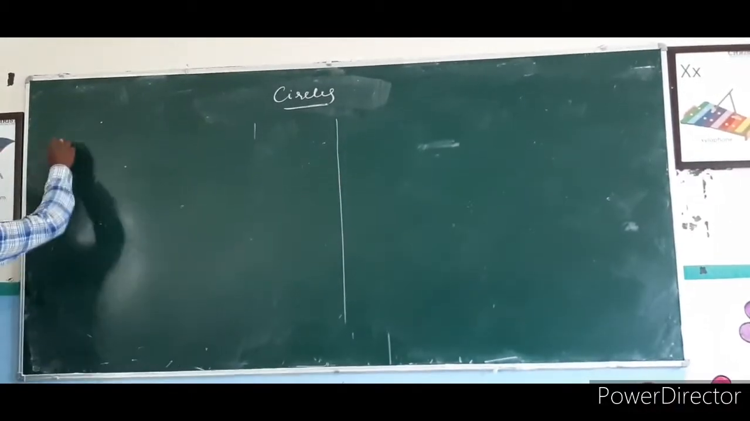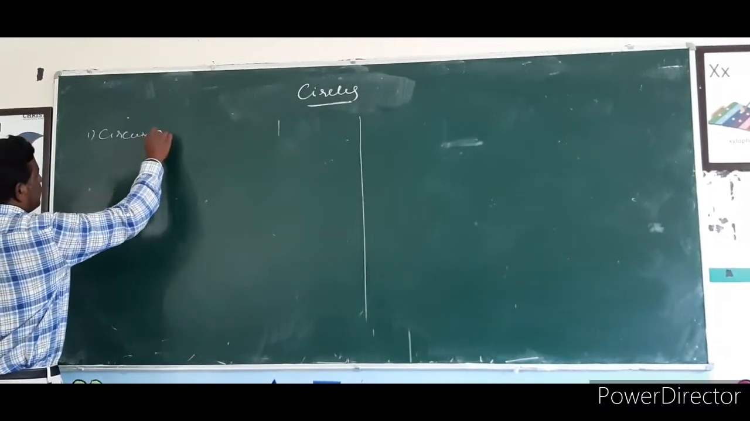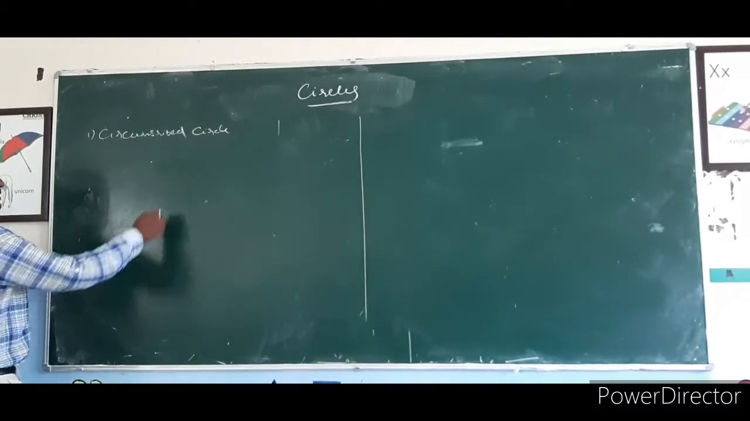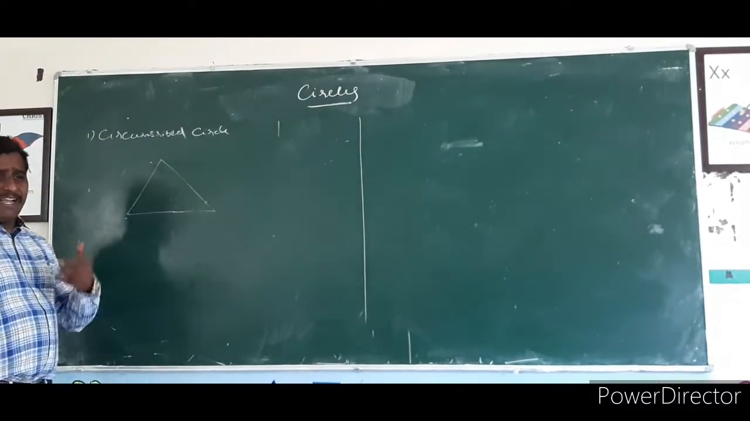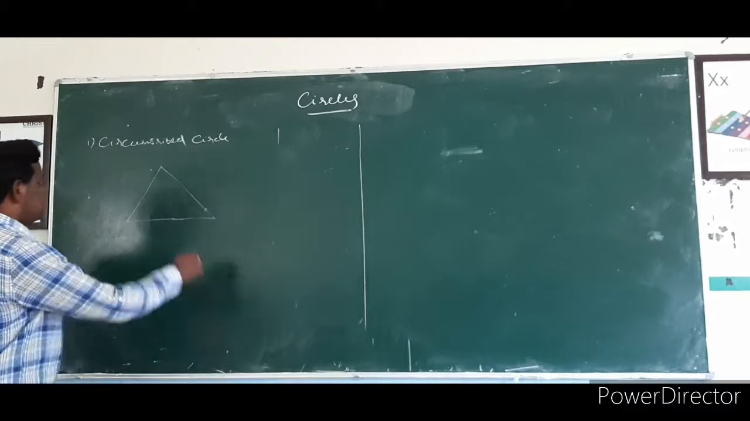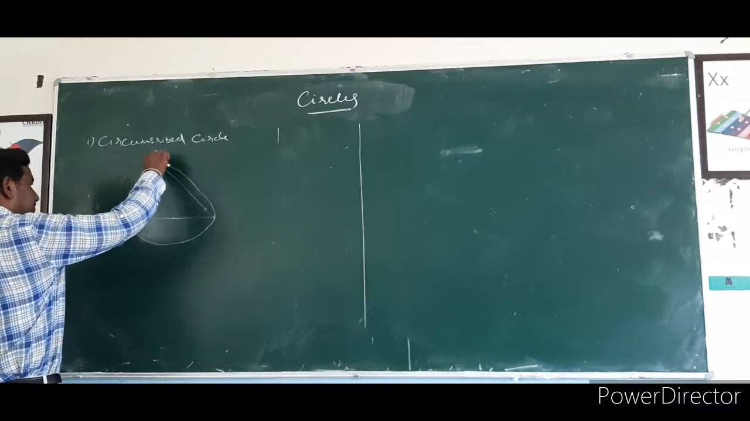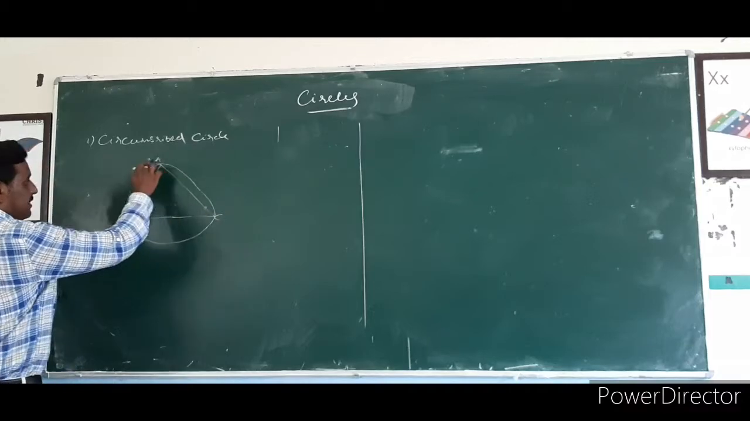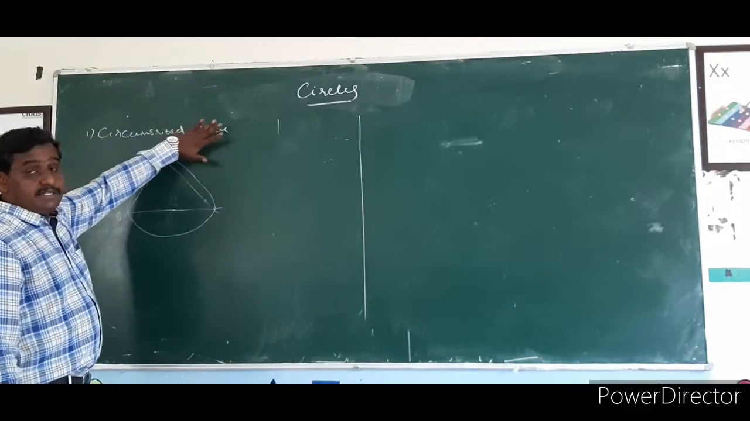The next type is the circumscribed circle. What does circumscribed circle mean? A circle that touches all the points of a polygon. You know that for a polygon, you can take a triangle, quadrilateral, pentagon, hexagon, any polygon. Here I am considering triangle ABC, and the circle touches all the vertices of the triangle. This is called a circumscribed circle.